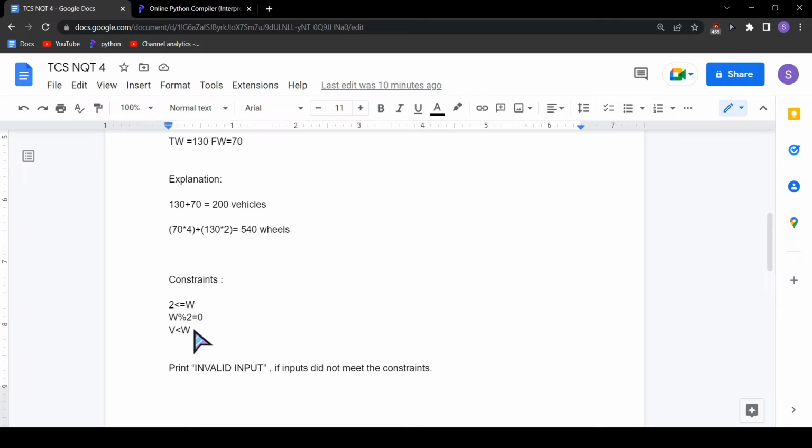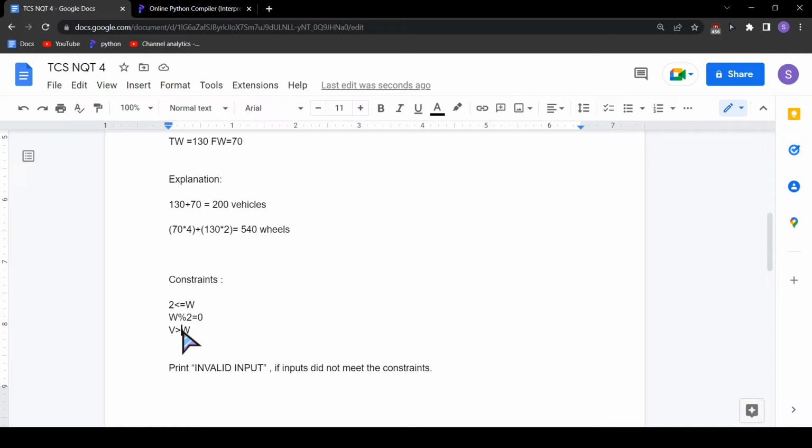And the third thing is we cannot have vehicles more than the wheels. Imagine if we have two vehicles and only one wheel. If we have to create two vehicles and there's only one wheel, we can't obviously do that.